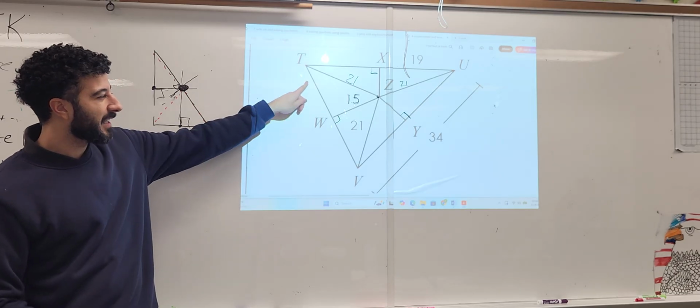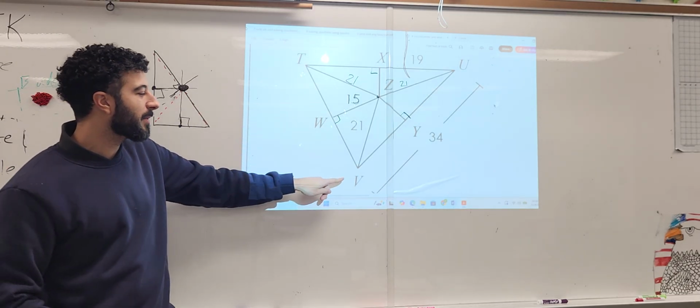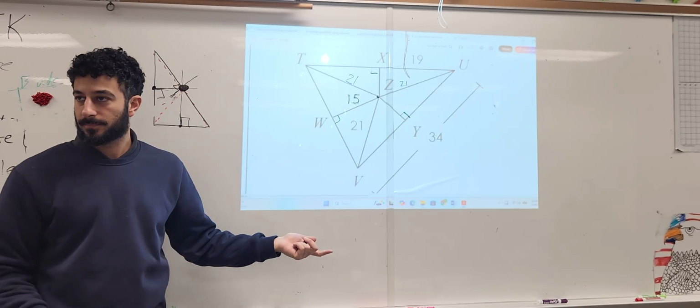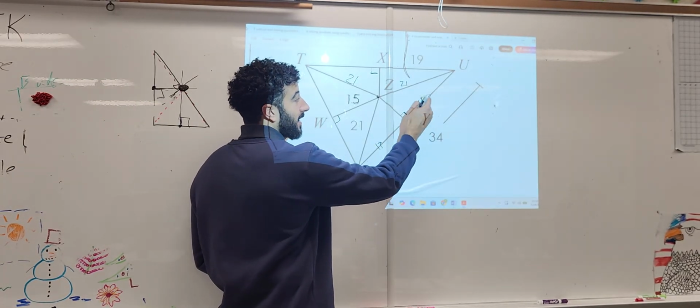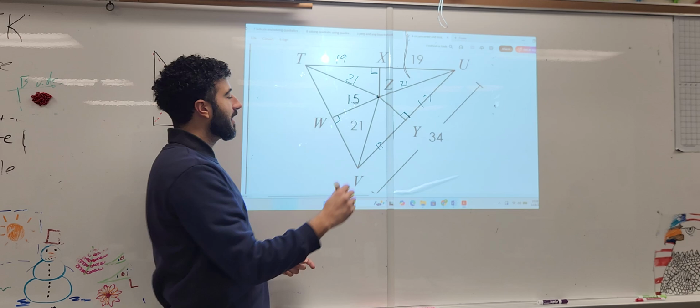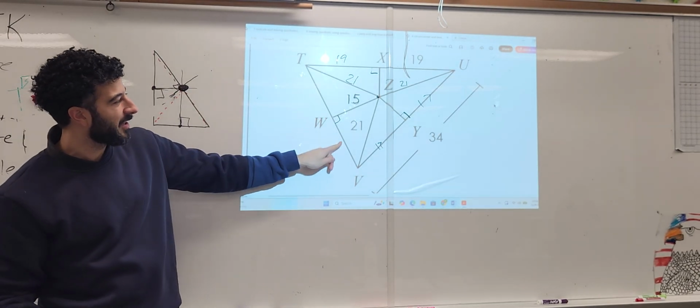What if they asked me for the length of TW here? Would I even know that? Okay, let me ask you this. What's VY? 17, right? Because it's a perpendicular bisector, so that's both 17. If that's 19, this is 19. But how would I find any of these segments over here?